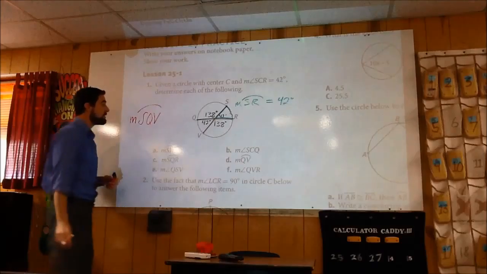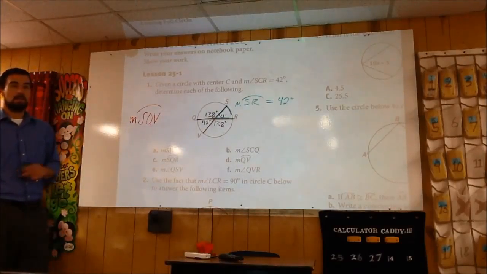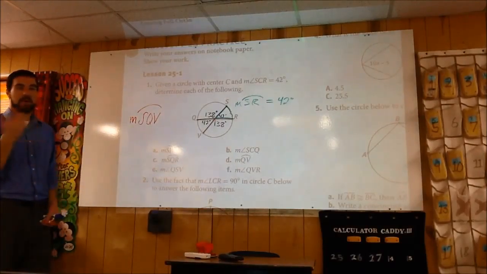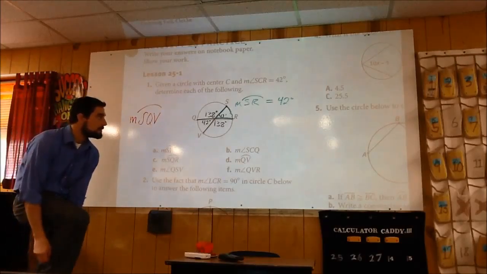What is the measure of major arc SQV? 180 degrees. What do we call that type of arc? Semicircle. Semicircle. Okay, sweet.